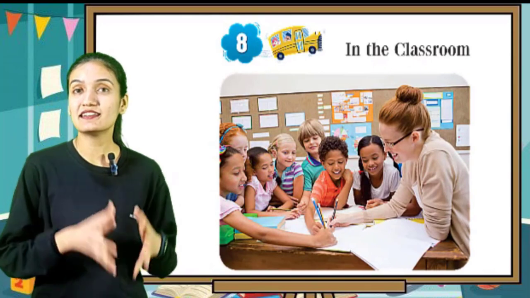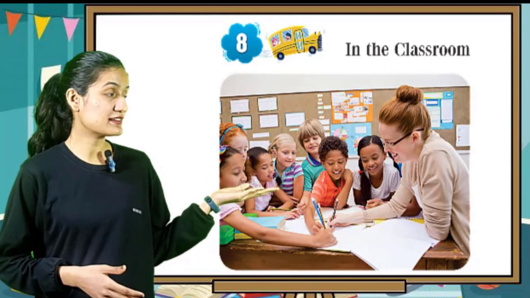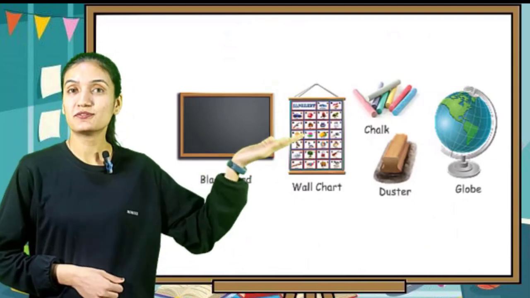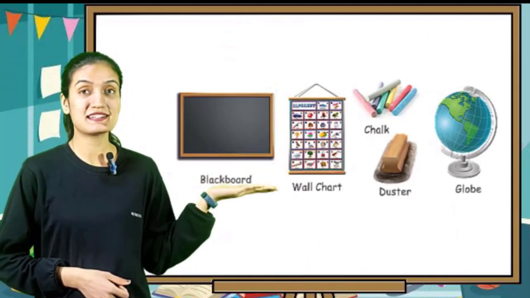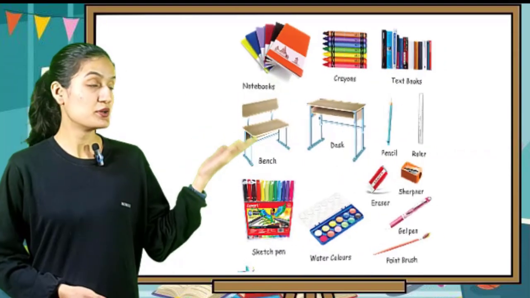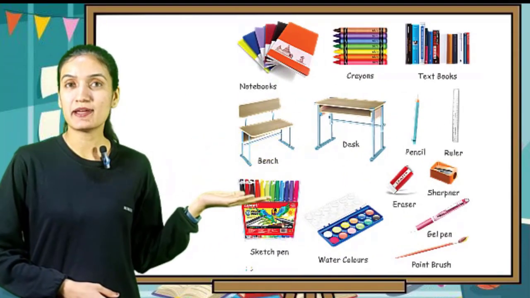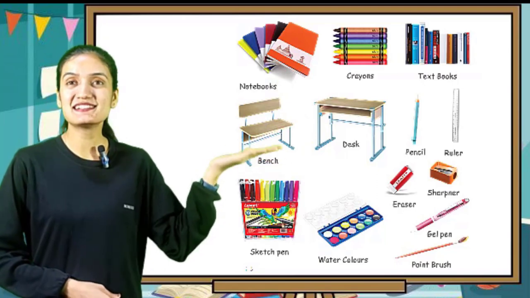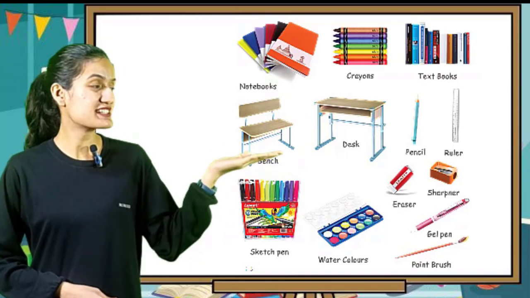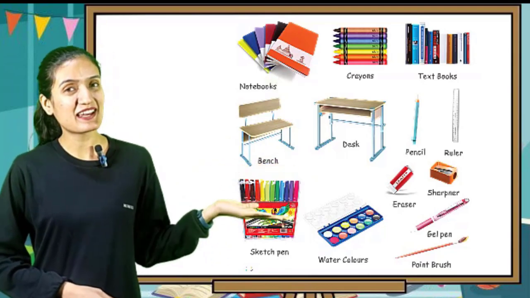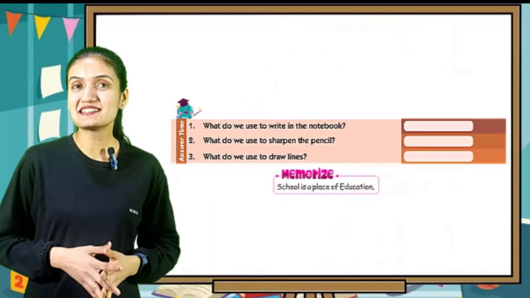Chapter number 8. In the classroom. Here's a classroom given. Blackboard, wall chart, chalk, duster, globe, notebooks, crayons, textbooks, bench, desk, pencil, ruler, eraser, sharpener, sketch pens, watercolors, gel pen, and paintbrush. Now the answer time.